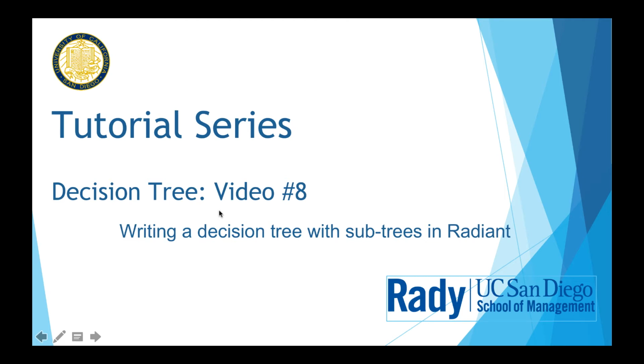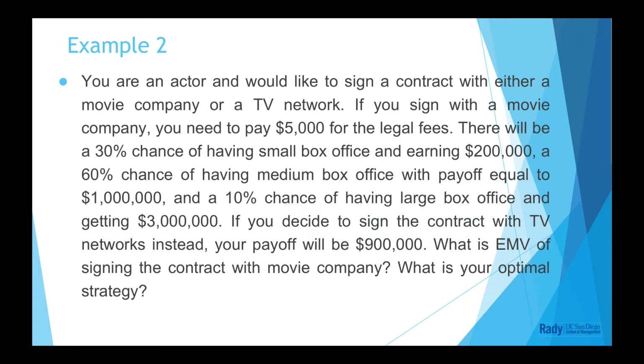Today, I'm going to demonstrate how to write a decision tree with subtrees in Radiant. It is not required for the class, but it might be helpful when you work on a big and complex tree. The idea of subtrees is to break down the whole tree into small pieces and work on them individually and then put them back together to get the result.